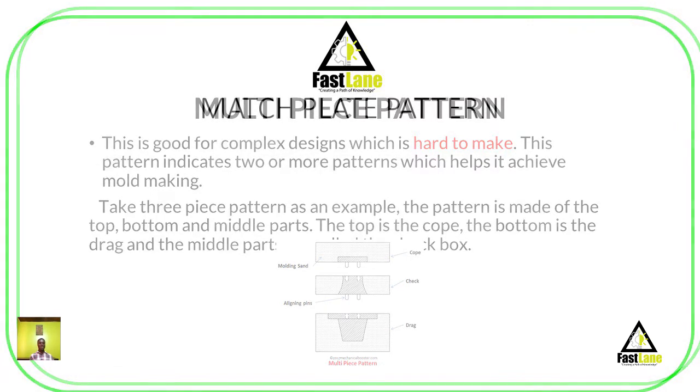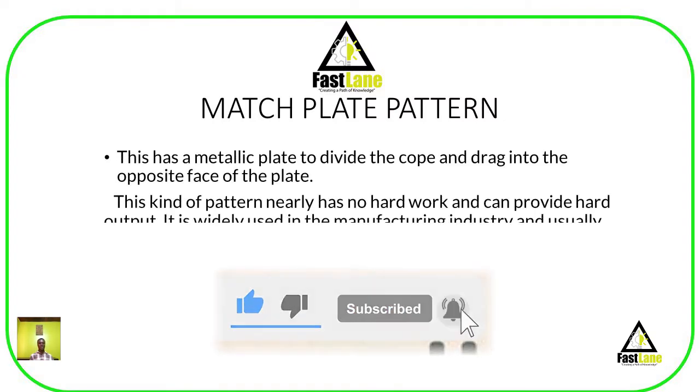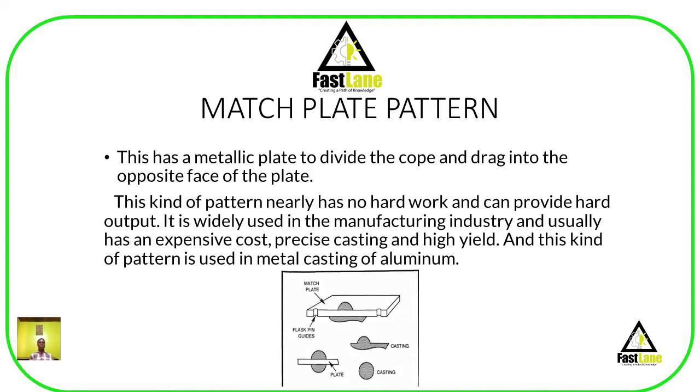Then we have what we call the match plate pattern. The match plate pattern makes use of what we call a metallic plate. The metallic plate divides the cope and the drag onto opposite faces of the plate. We see that this type of pattern doesn't involve that much work and can provide a hardy output. It is used in the manufacturing industry and it is usually expensive. It is used for precise casting and it yields highly. This type of pattern is most especially used for metal casting of aluminium. That is the match plate pattern.